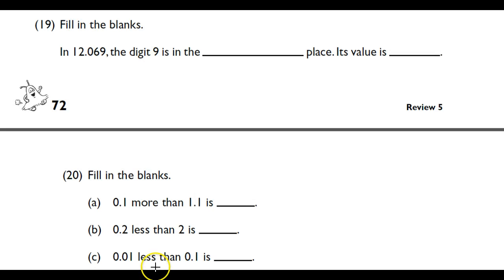Number 19, fill in the blanks. In 12.069, the digit 9 is in the thousandths place.